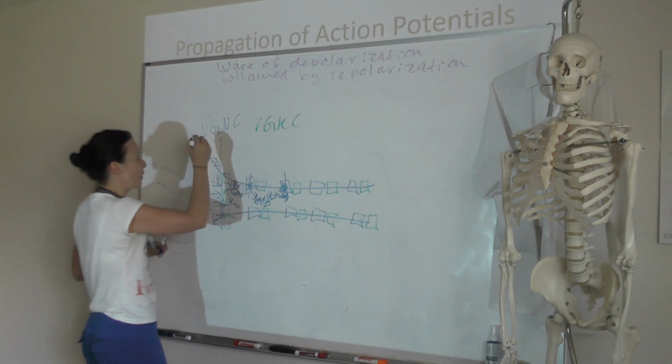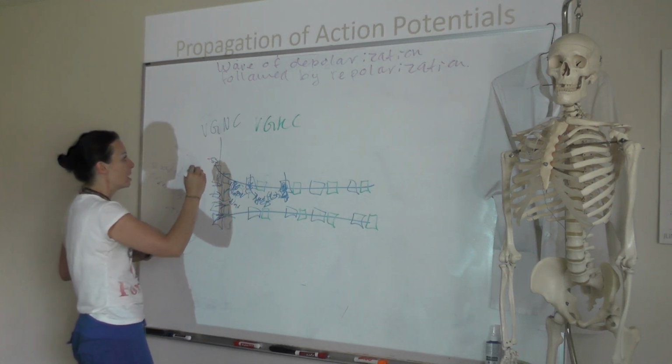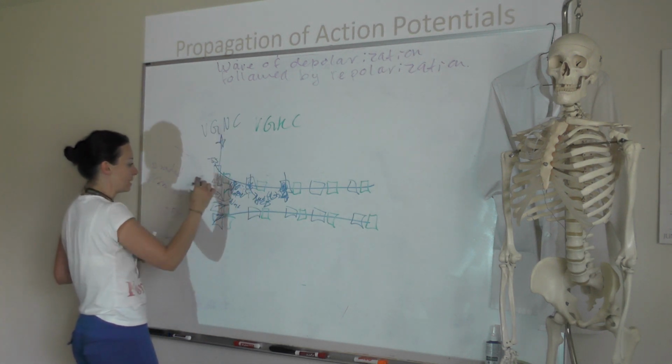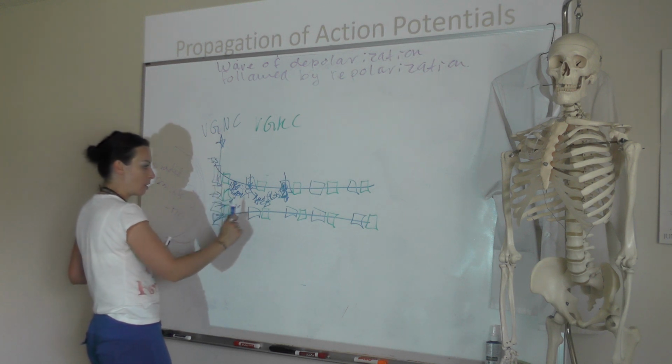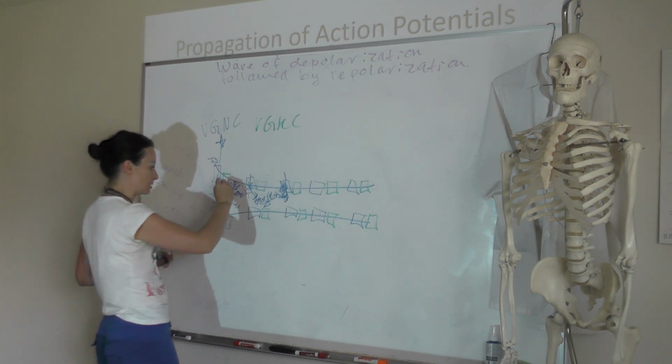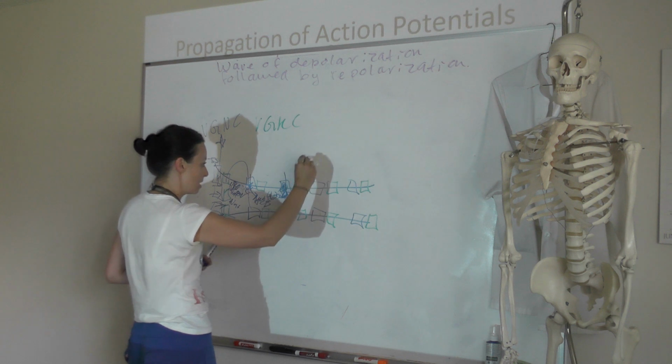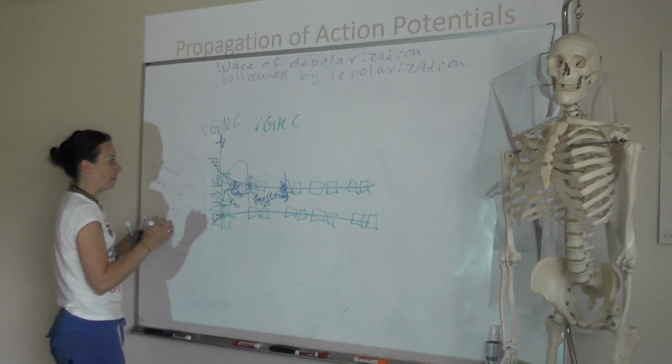So that's how we're going to be self-propagating, because as soon as these guys open in the axon hillock, there is no choice but for all of the rest of them to sequentially open downstream. Okay, so that's what's going to happen.